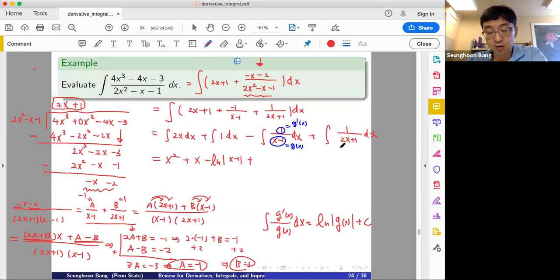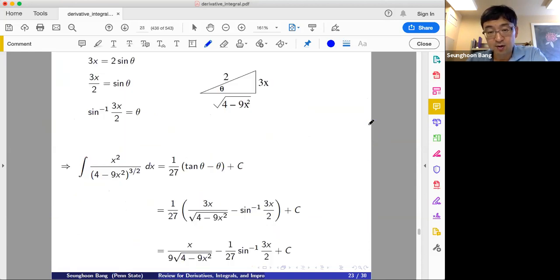What about the second one? Similar. You can use the same rule here. This is g of x, 2x plus 1. What's 2x plus 1 prime? 2x plus 1 prime is 2. But this is 1. How can you do that? You can change it by multiplying and dividing by 2. This is the idea. So far, 2x plus 1 is exactly g of x, and 2 times 1 is 2, the same as g prime of x.